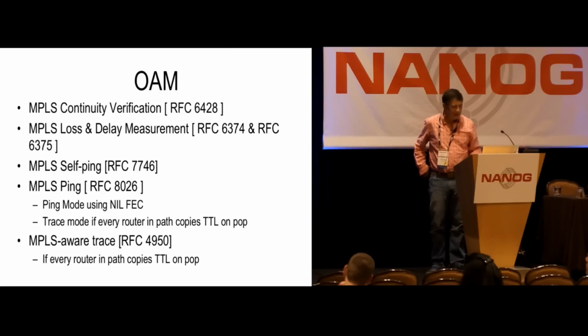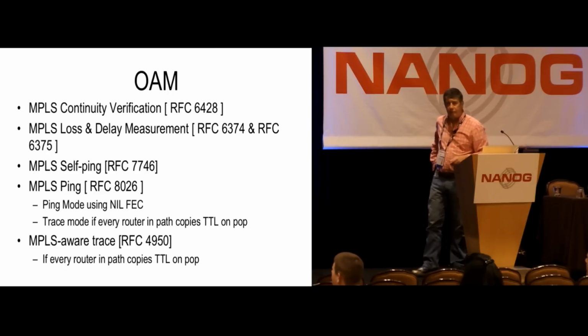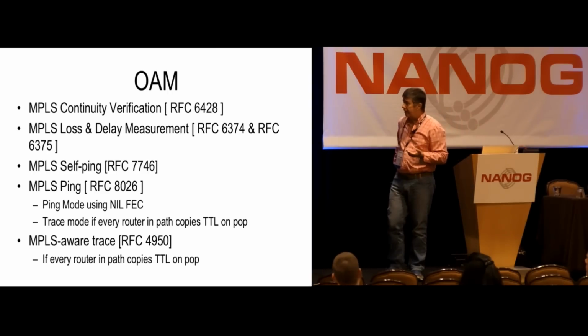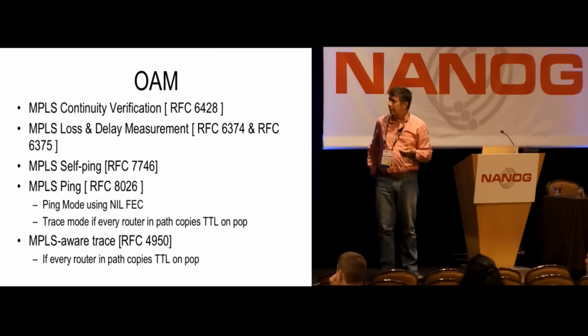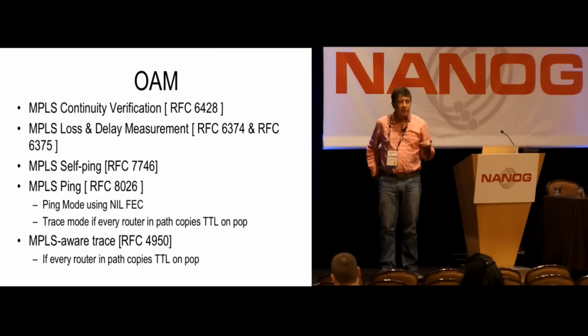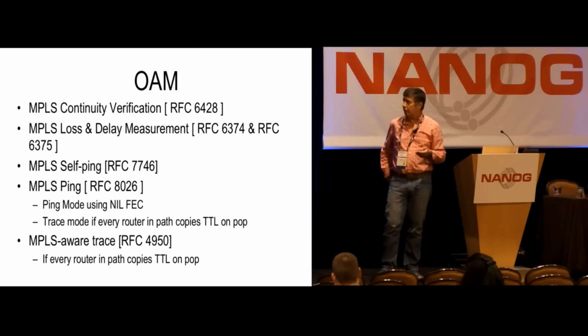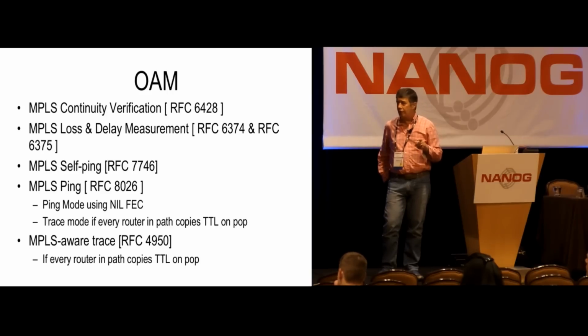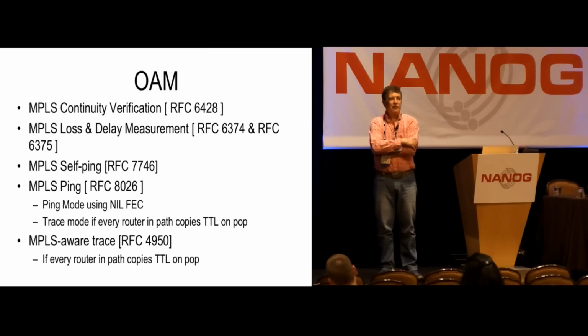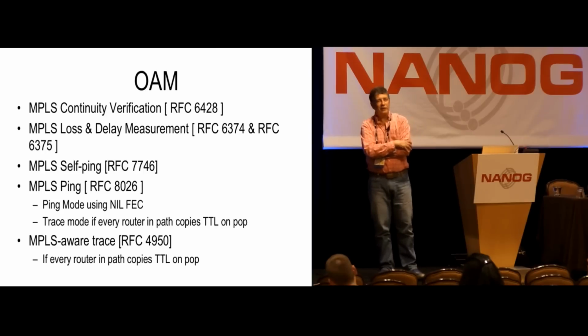Okay. Let's talk a little bit about OAM. Does OAM work in segment routing? Yeah, if you're using the OAM that was defined for MPLS TP, that should work. Does MPLS self-ping work? Yes, it does, but you have to do some funny things. You have to put the ping in the nil mode. And trace will work, depending on implementation, trace will or won't work.